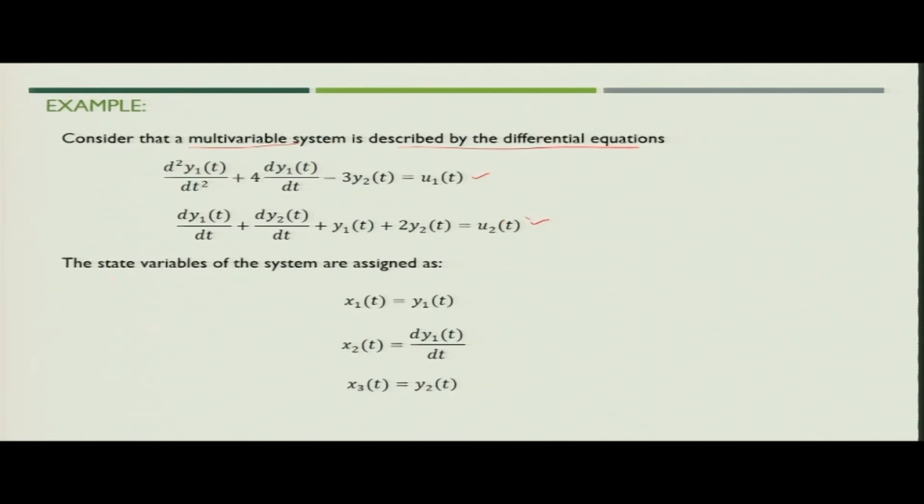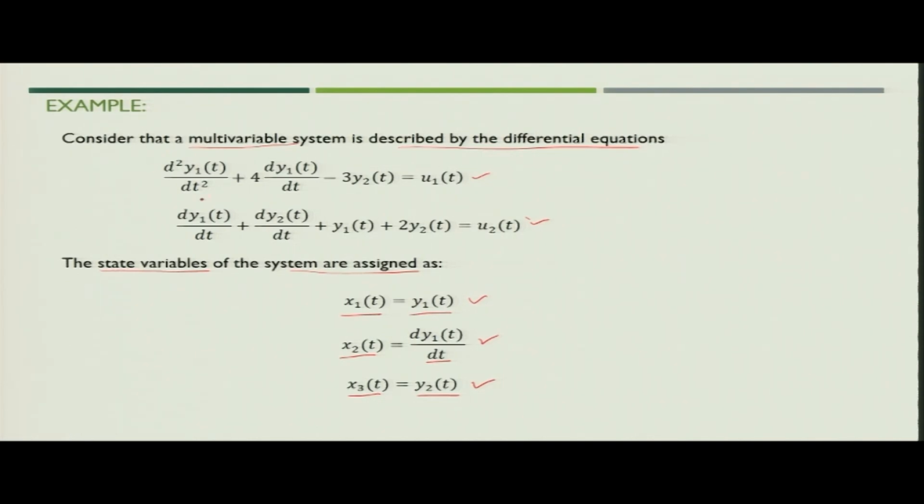Now, let us define the state variables in the system as x1 is equal to y1. So, that is one state variable, x2 is dy1 by dt and x3 is y2. So, when we define these three state variables for the system, we can write these two differential equations in the form of the state variable.